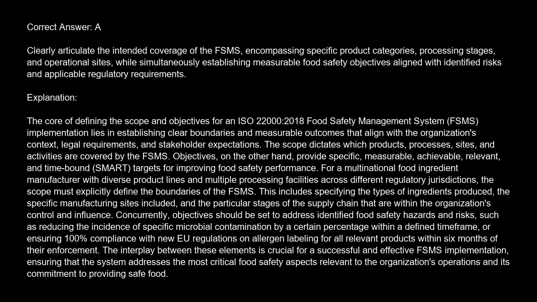Concurrently, objectives should be set to address identified food safety hazards and risks, such as reducing the incidence of specific microbial contamination by a certain percentage within a defined timeframe, or ensuring 100% compliance with new EU regulations on allergen labeling for all relevant products within 6 months of their enforcement. The interplay between these elements is crucial for a successful and effective FSMS implementation, ensuring that the system addresses the most critical food safety aspects relevant to the organization's operations and its commitment to providing safe food.